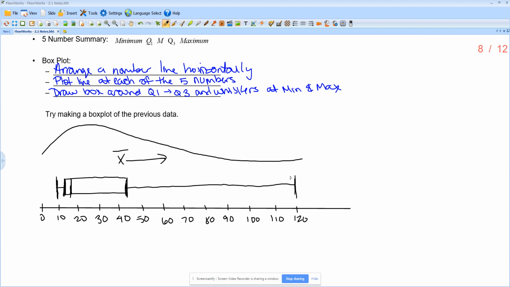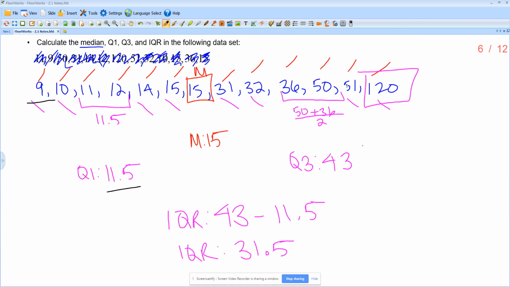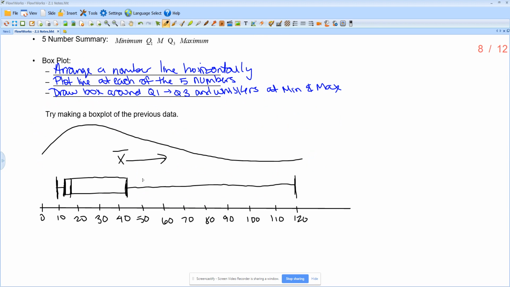If I were to remove this outlier, it would change that box a lot. Keep in mind, my second largest number was 51. So this whisker would be ending here, and things would look possibly a little bit more symmetric without that outlier. But there, you know how to make a box plot. Again, this is just the min, Q1, the median, Q3, and the max.